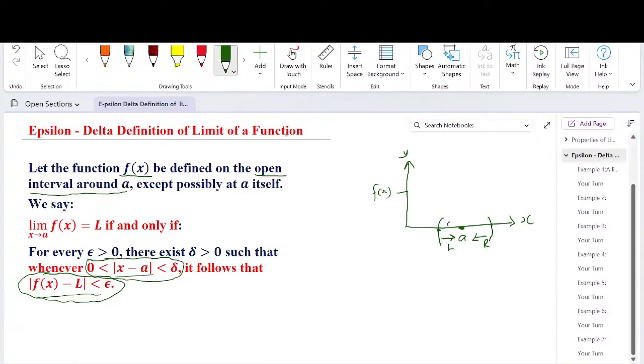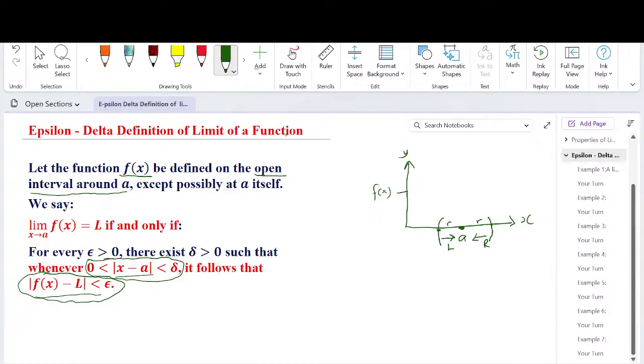That is, you can call this one radius, and this one radius, because they are equal distance from point A. Okay. So you see that this function must not necessarily be defined at A. That is, if f of x is not defined at A, you can still proceed to get the limit of this function as it approaches A. So it is not compulsory that the function must be defined at A.